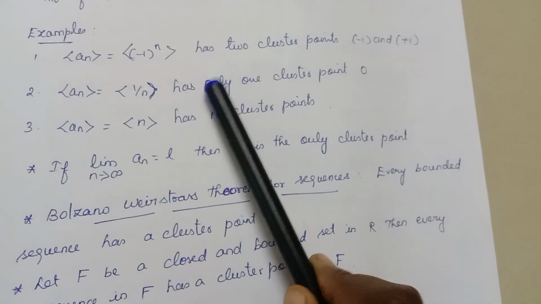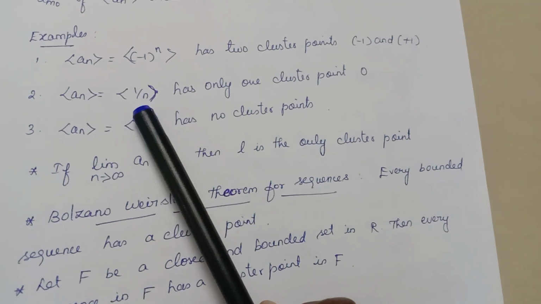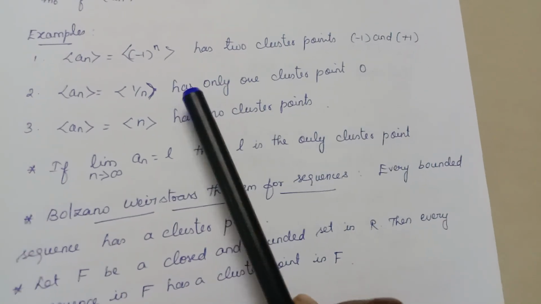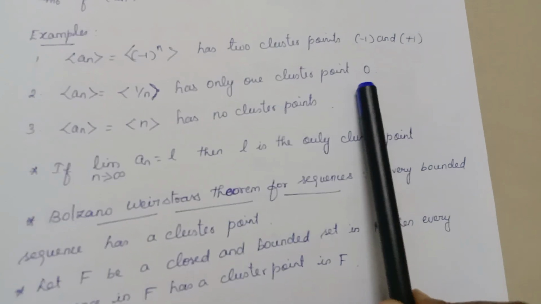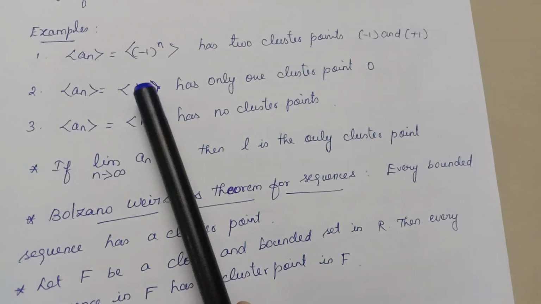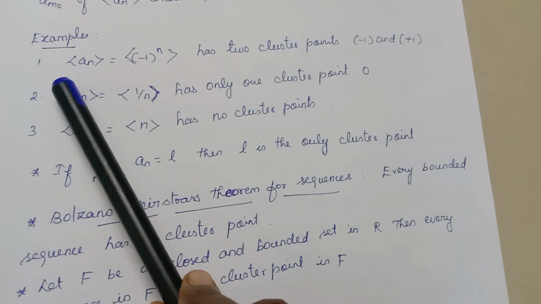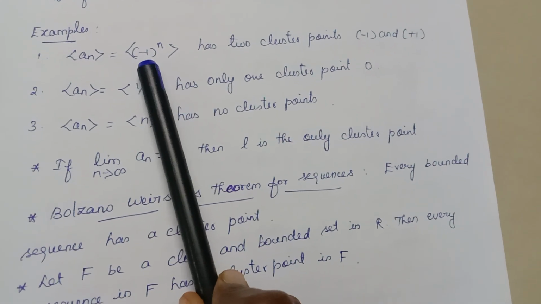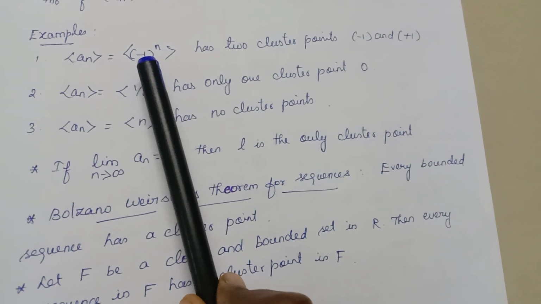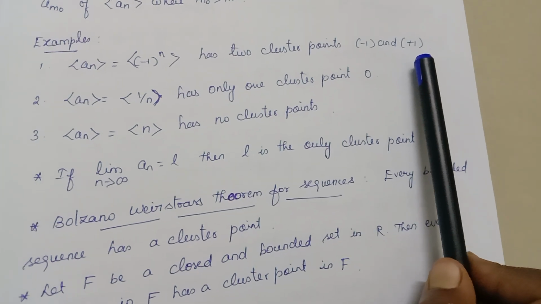So from this what we can see is, if a sequence is convergent and has a limit, then it will have only one cluster point or only one limiting point, that is the limit of the sequence. If the sequence is not convergent, it may have two or more limiting points or cluster points. For example, this is an oscillating sequence which oscillates between minus 1 and plus 1. So these 2 points are called limiting points or cluster points for the sequence.